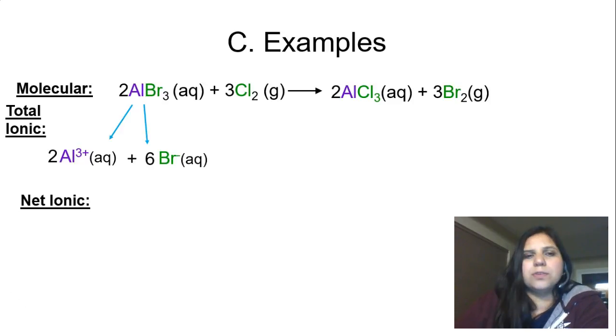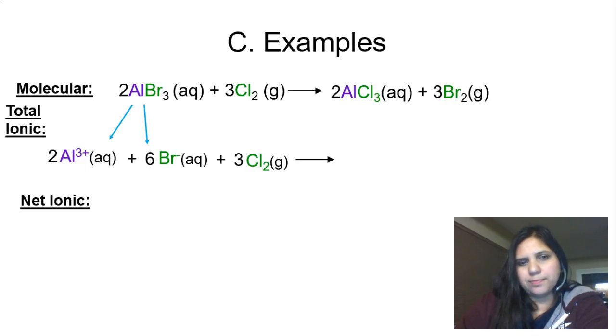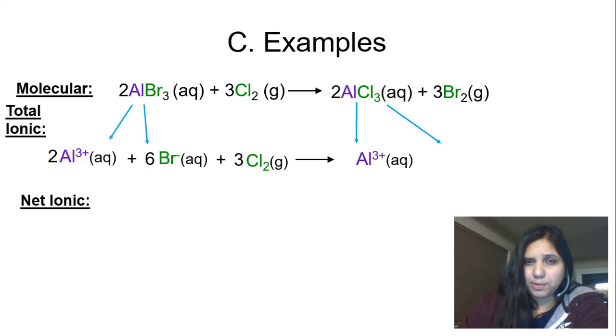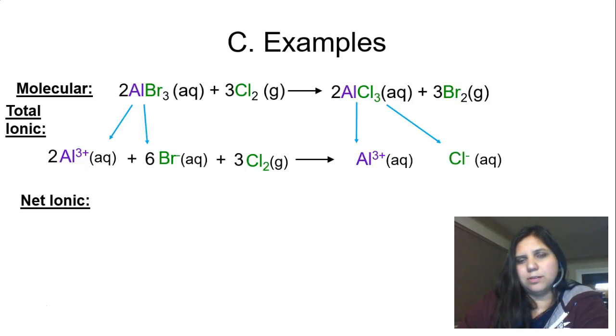Okay, for the chlorine, it is a gas, so I can't do anything to it. I'm just going to write it as is and put the 3 in front. That's an arrow. Okay, this one can be broken up because it's aqueous, so let's do that. Okay, aluminum again, 3+. There's a coefficient of 2. Chlorine is a 1-.